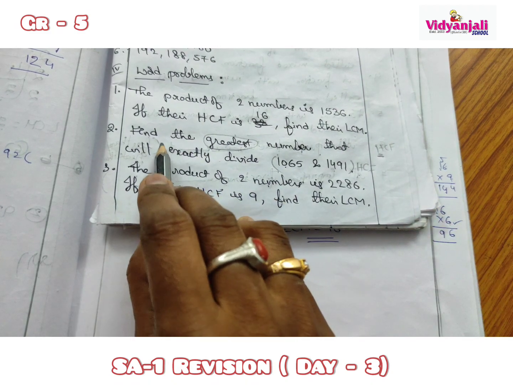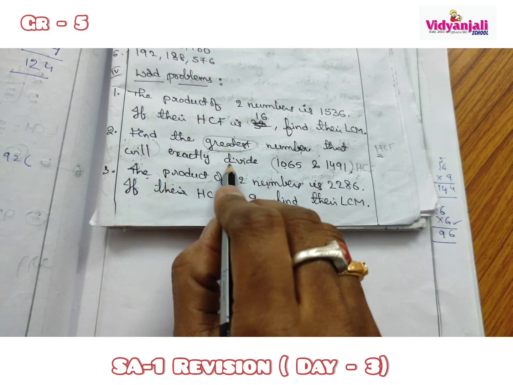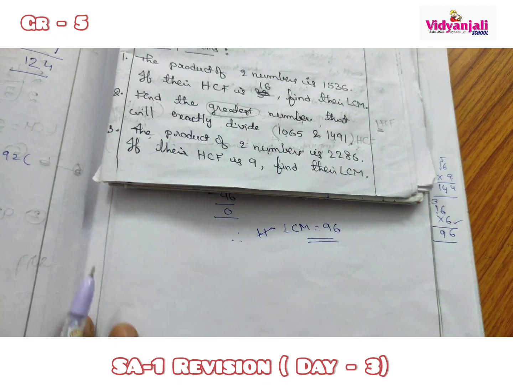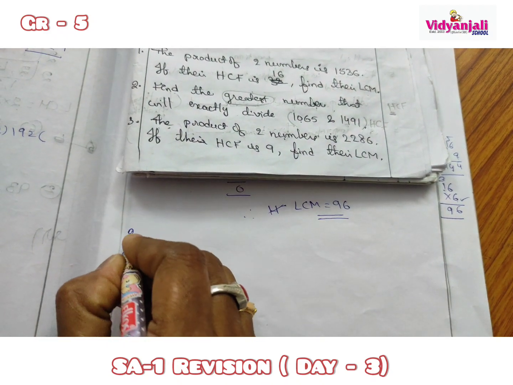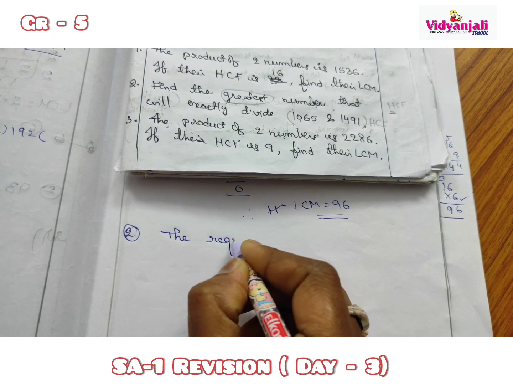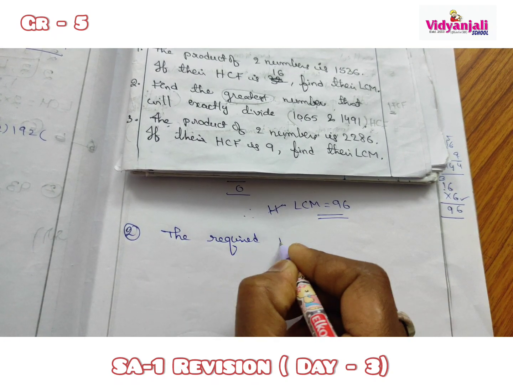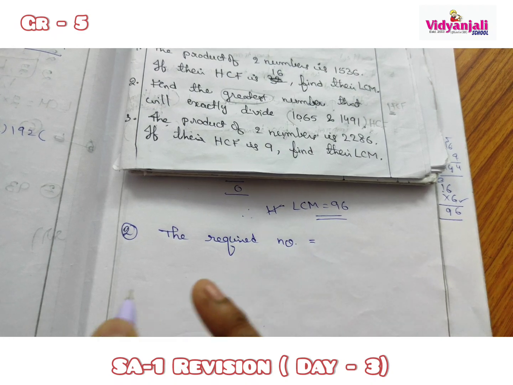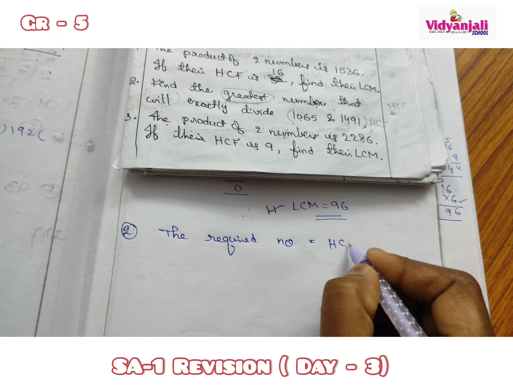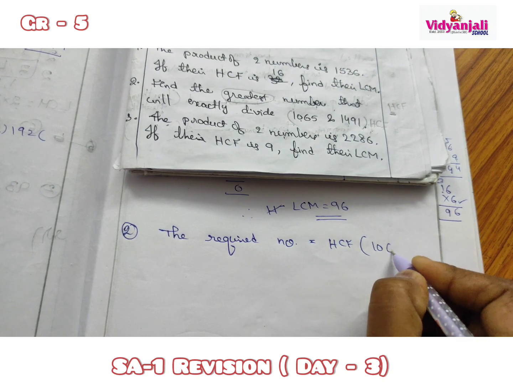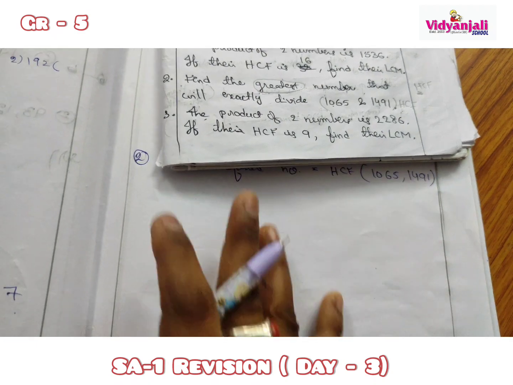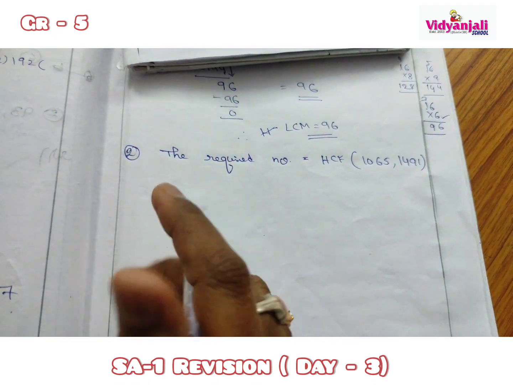Okay. So what we have to do? The required number is equal to the HCF of 1065 and 1491. So, solution: the required number is equal to HCF of 1065 and 1491. Let's do the HCF now.